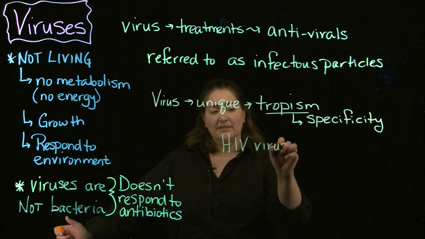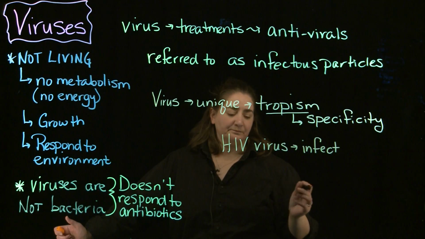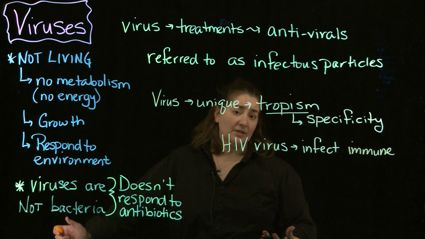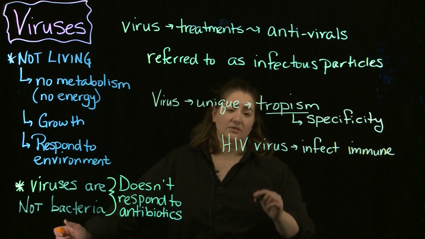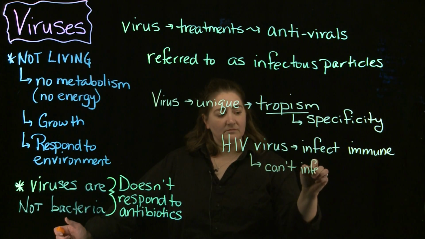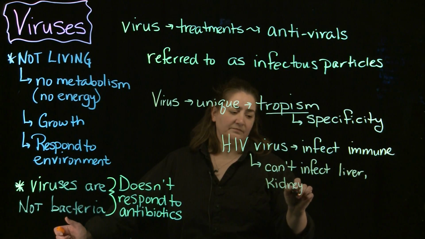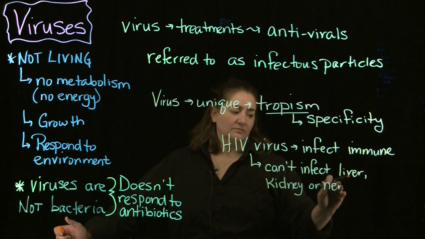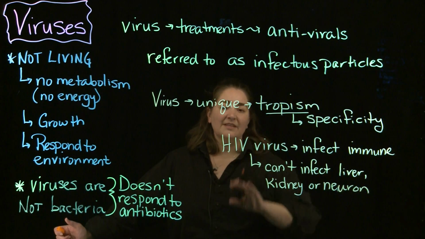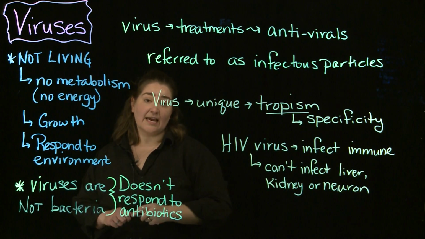The HIV virus, for example, is going to infect immune cells. Specifically, macrophages and T cells are primarily what HIV is going to target. But it can't infect, say, a liver cell, a kidney cell, or say a neuron, all right? So that's an example of tropism. There's a specificity as far as where the virus can attach to, all right?